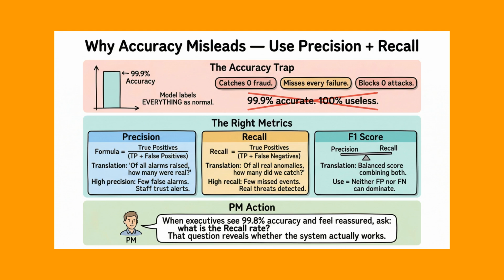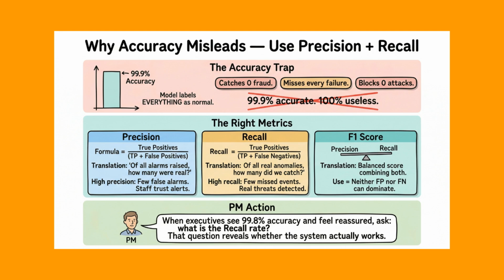This is why Pattern 4 requires different metrics. Precision answers: of all the alarms the system raised, what fraction were genuine anomalies? High precision means few false alarms. Low precision means your staff is overwhelmed with noise and will start ignoring alerts. Recall answers: of all the genuine anomalies that actually occurred, what fraction did the system catch? High recall means few missed events. Low recall means real problems are going undetected and unaddressed. The F1 score combines both into a single balanced number.